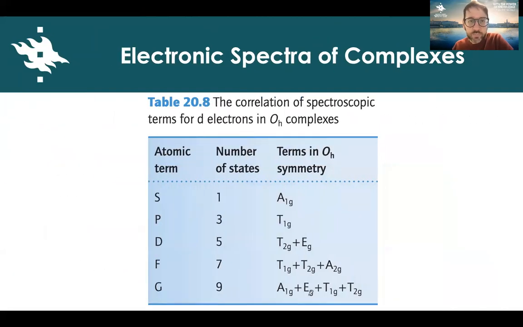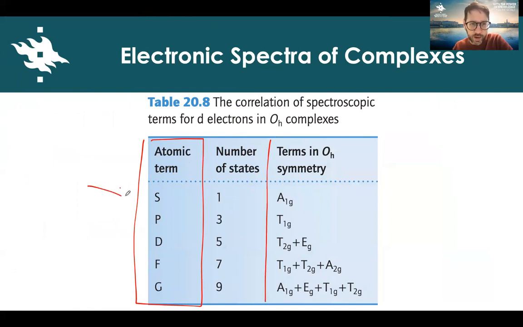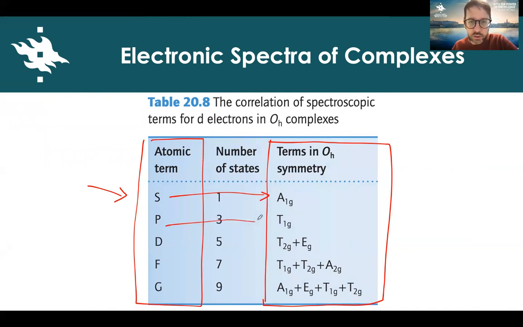So this is the correlation between atomic terms for free atoms or ions, and how they correlate with the corresponding terms in an octahedral environment. So the S term correlates to the A1g term, P to T1g, D to T2g and Eg, and so on.